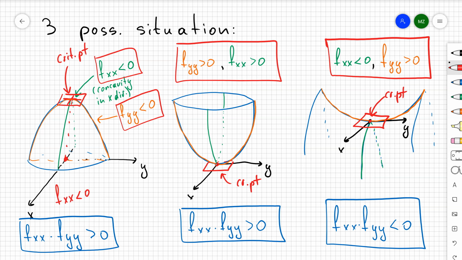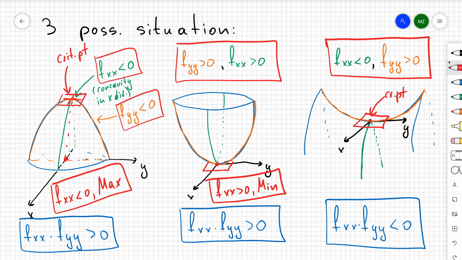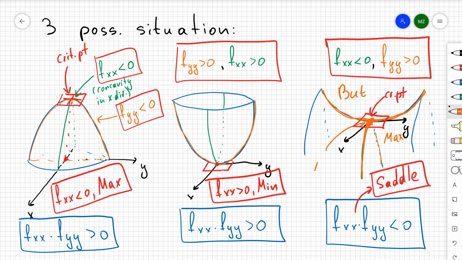And the interesting observation is that for the first surface our second derivative is negative, which gives us a maximum. For the second surface our second derivative is going to be positive, which is going to give us a minimum. But for the third one we're going to have a saddle point. Why a saddle? Because in one direction we're going to have a local max, but in another direction a local min. So in other words, our point is going to be unstable.